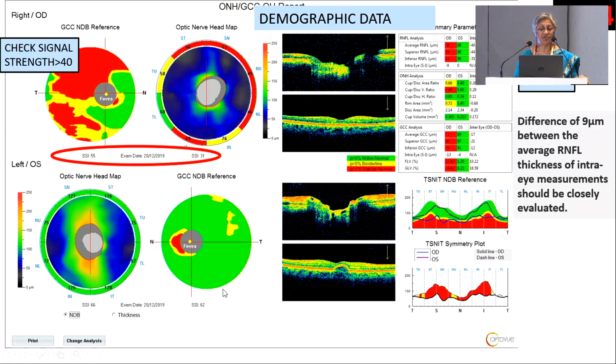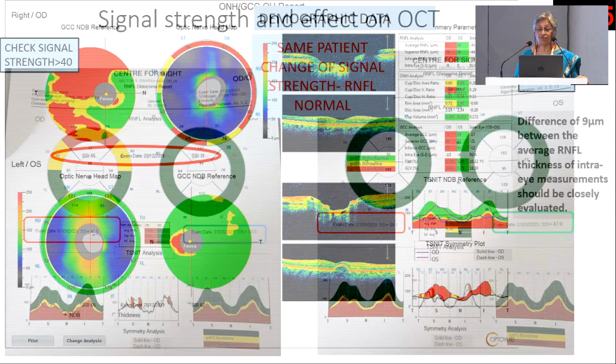In this patient, we found that the SSI in the right eye was 55 and in the left eye was 31. And we also found that the average RNFL thickness in the right eye was 58. We all know that average RNFL should be approximately 98 to 100 in Indian eyes, and the left eye was 98. We also realized that the difference of 9 microns between the average RNFL thickness of the right and the left eye should be closely followed.